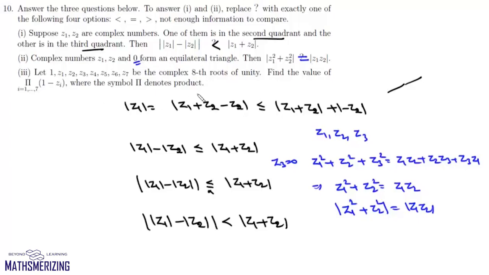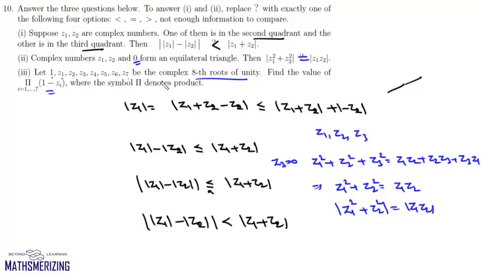Now for this third part, it is given that 1, z1, z2 up to z7 are the 8th roots of unity. We need to find the value of this product. Now this again is a standard question. This we have studied in nth root of unity. Again, I'll provide the link to that video in the description below.